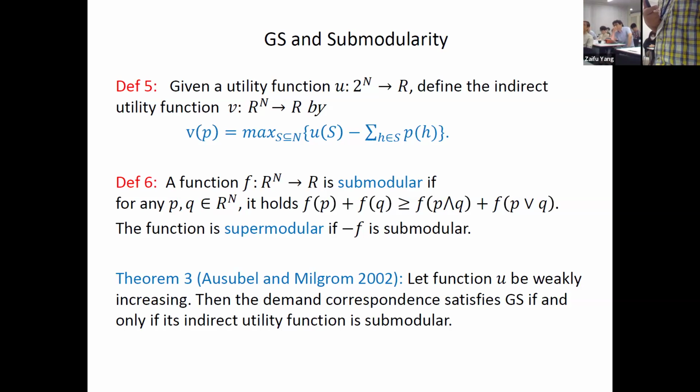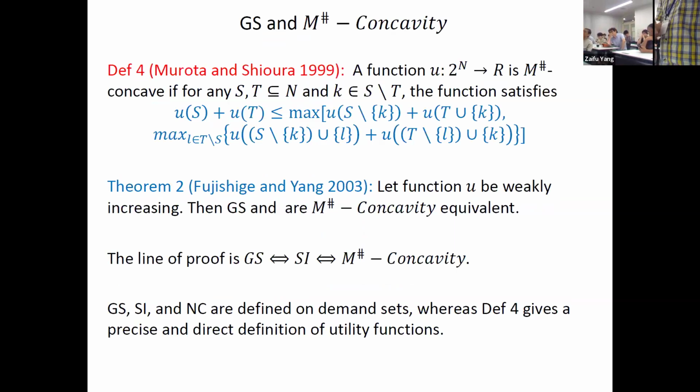This is very easy, right? In some sense, yeah. But can you go back to your result? Okay, so it seems that if U is M-natural concave, then it should satisfy single improvement. Yes. That part may be easy, but the difficult part is the other way.